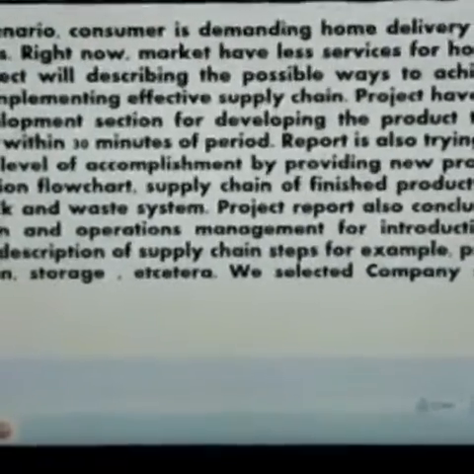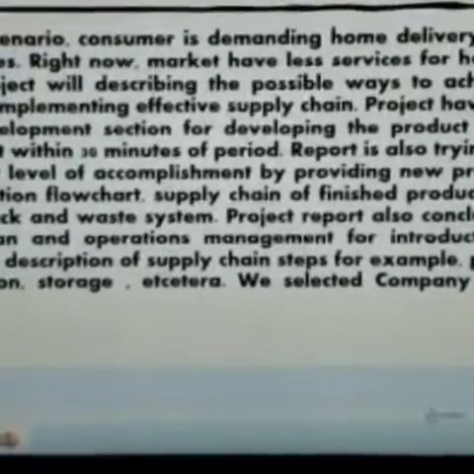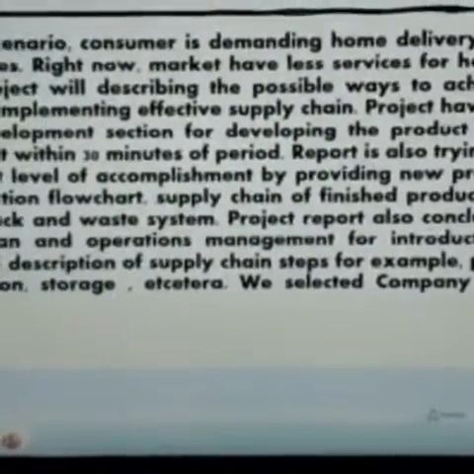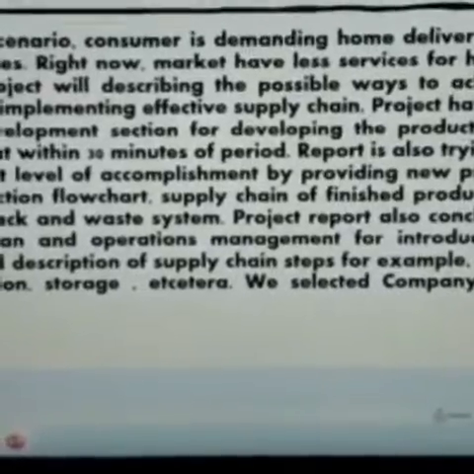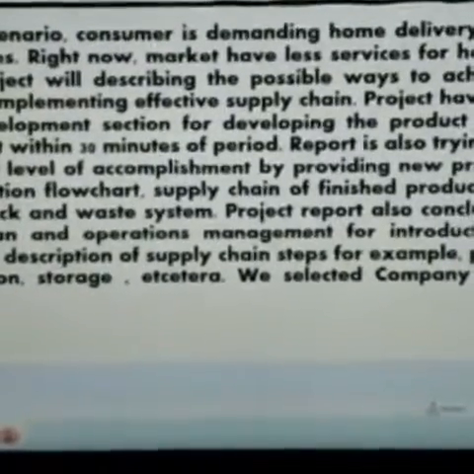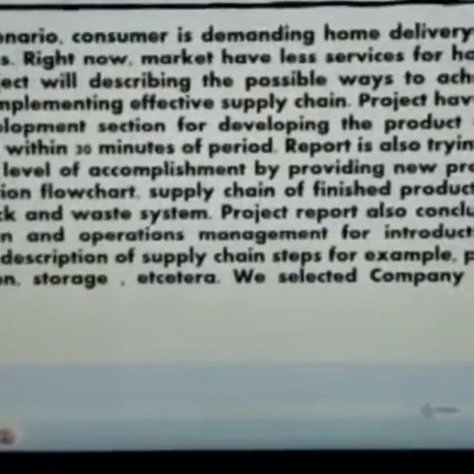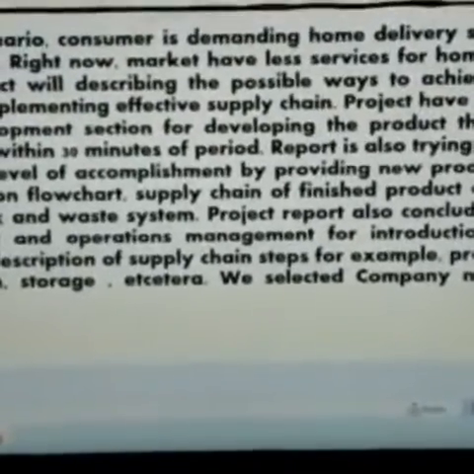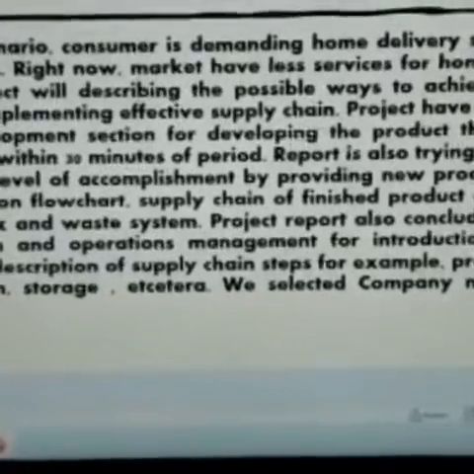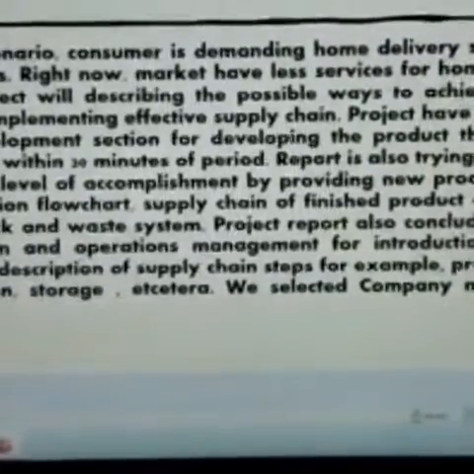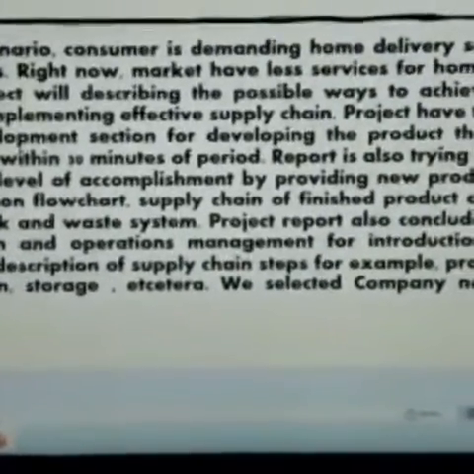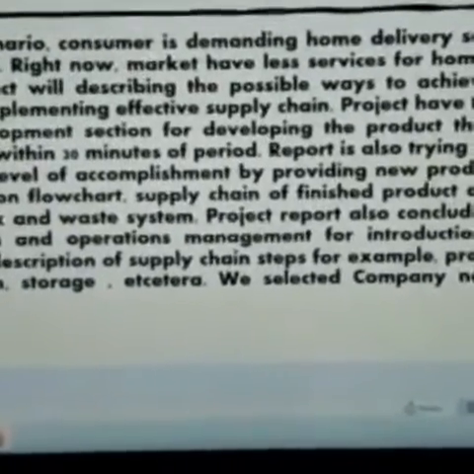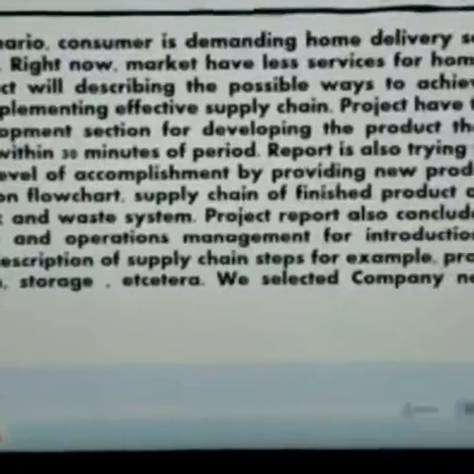The project has a product development section for developing a product that can be cooked and eaten within 30 minutes. The report also tries to achieve the highest level of accomplishment by providing a new product recipe, its production flowchart, the supply chain of the finished product, along with its feedback and waste system. The project report also concludes with an effective business plan and operations management for introducing the new product, and a description of supply chain steps, for example, procurement, transportation, storage, etc.